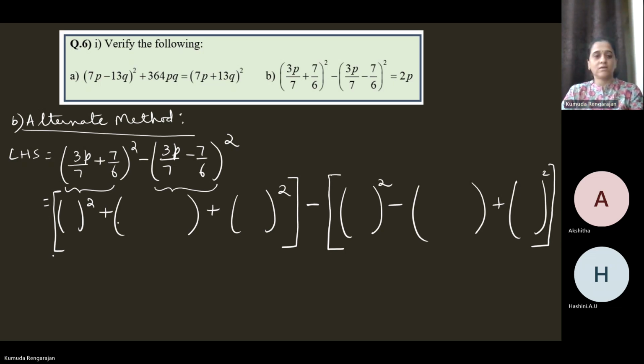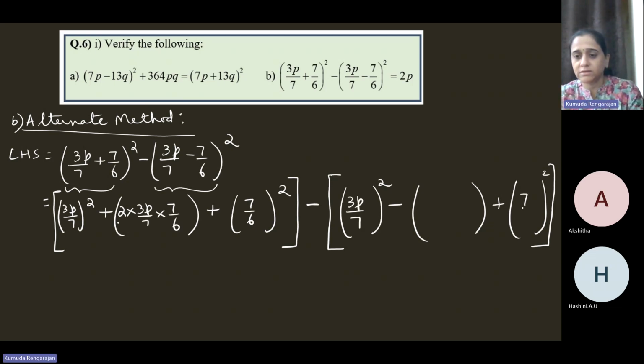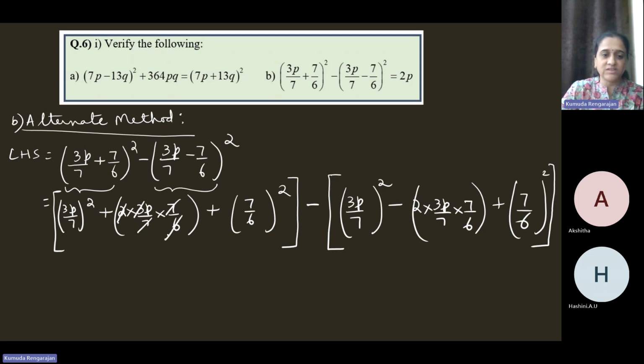Correct? Okay. So A is 3p by 7, B is 7 by 6. 2 into A into B. Look at the board. 2 into A into B. Again here A, B. 2 into A into B. Now the middle term you can simplify. See here 7 and 7 cancels. Did you cancel? Yes. 2 3s are 6 and 6 gets cancelled.